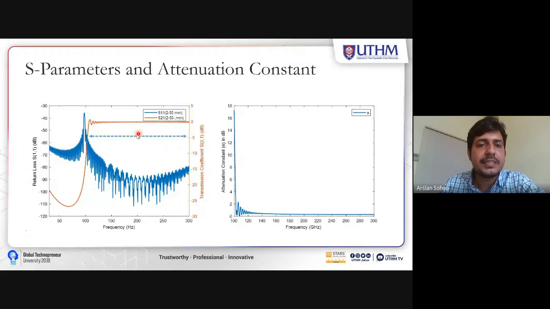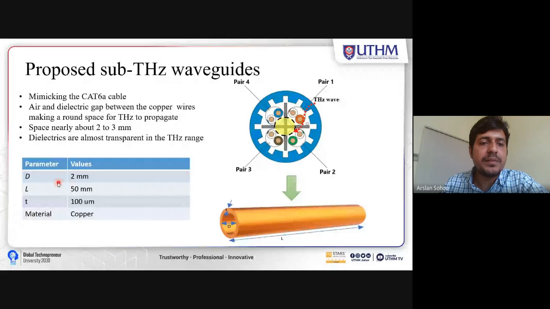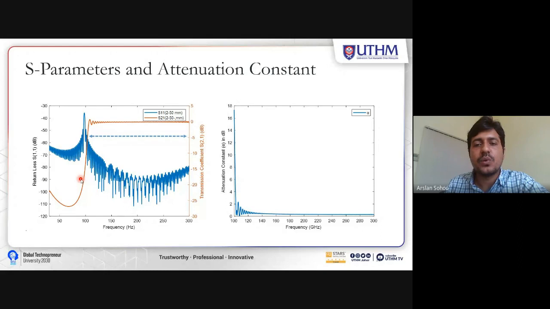On the right, we have the attenuation constant alpha. You can see here that throughout the band from 100 to 300 gigahertz, it is below 1, or 0.5 or so. But at 100 gigahertz, it is a little bit higher. It is due to the cutoff frequency, because for the 2 millimeter waveguide, the cutoff frequency is near about 97 gigahertz. So due to the cutoff frequency, we have some high losses here. But above that, you can see that there are very low losses.